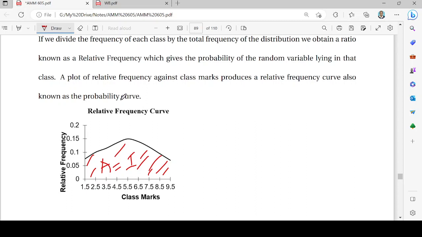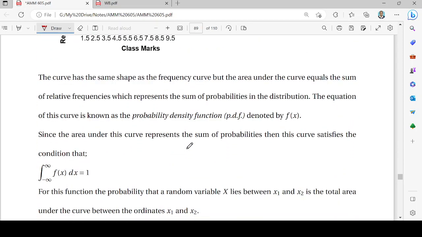Sometimes we call this the probability curve, and the area under this curve is the total, or the sum, of the probabilities in the distribution. So as we have said, the curve has the same shape as the frequency curve, but the area under the curve equals the sum of the relative frequencies, which in this case represents the sum of probabilities in the distribution. If we can find the equation of this curve, then we shall call it the probability density function and denote it by f of x.